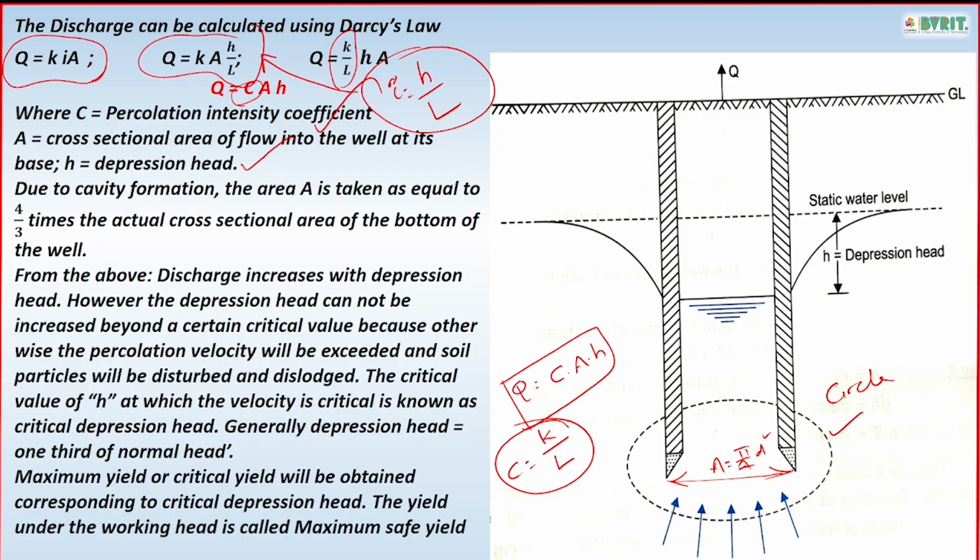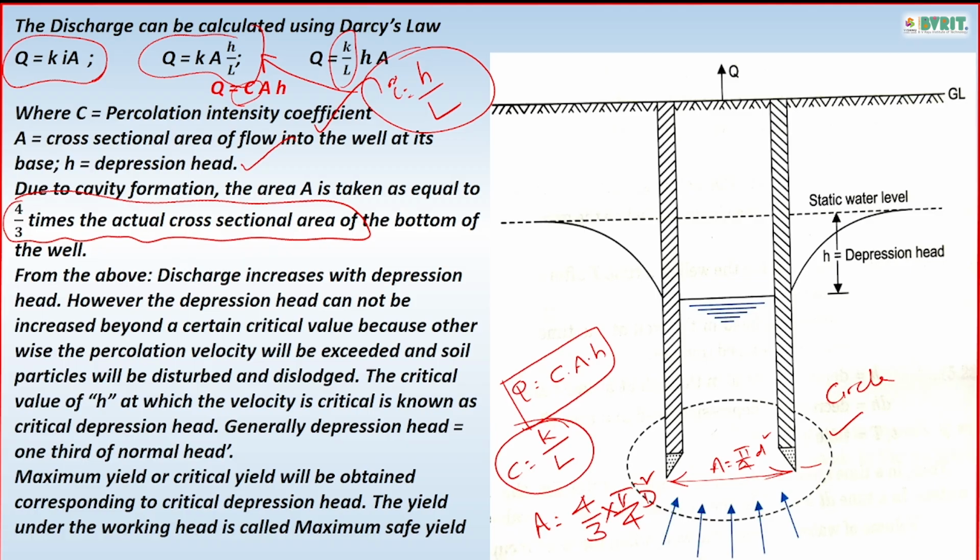D is the diameter of the well. So instead of taking A, you need to take some extra area also, because of the cavity formation at the bottom, then it draws water from a larger area. So that's why it is 4 by 3 times the actual cross-sectional area. So A is equal to 4 by 3 times pi by 4 into D square. So that is what you should remember. Apart from that, everything is fine.